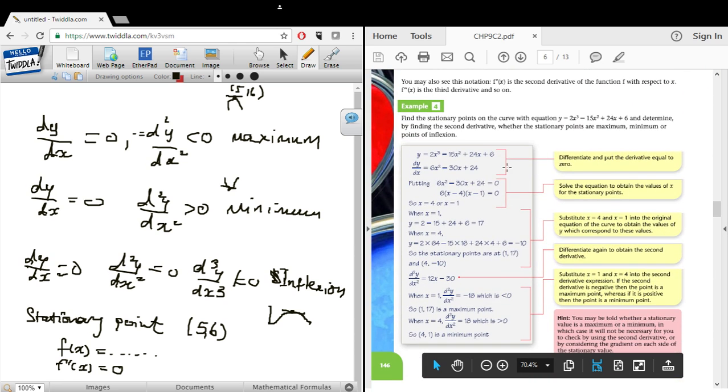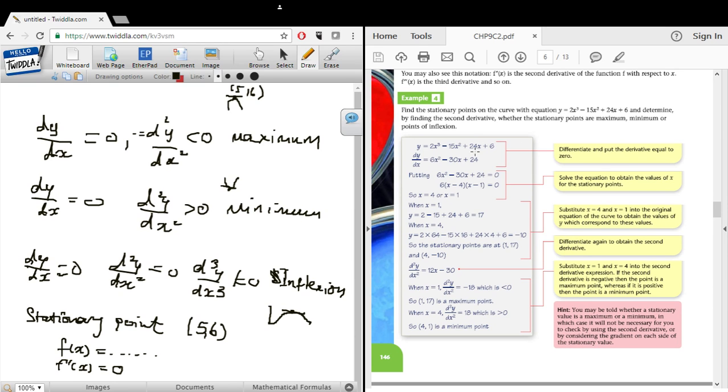Here's another example for you to appreciate the grand scheme of things. We have this cubic equation, and it's differentiated. Once it's differentiated, it is factorized to extract the values for the stationary points or the coordinate points, which are maximum, minimum, or a point of inflection. We can see that we have x equal to 4 and 1.